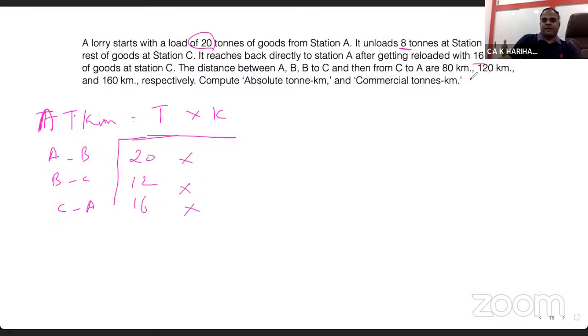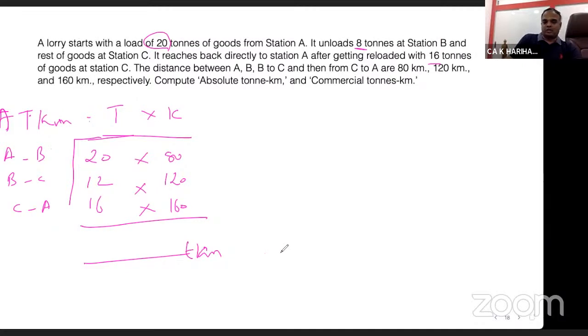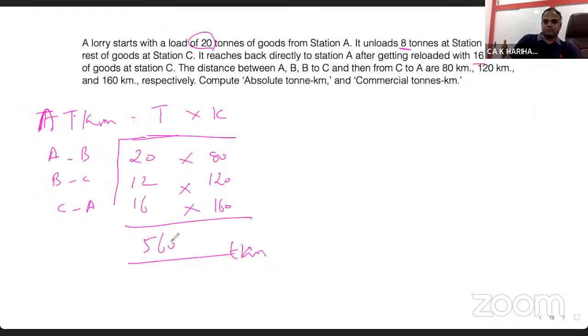Kilometers: A to B, how many kilometers? 80 kilometers, 120 kilometers, 160 kilometers. After multiplying, the total is called absolute ton kilometer. So 20 into 80 plus 12 into 120 plus 16 into 160. The total comes to 5,600 ton kilometer. Okay, 5,600 ton kilometer.